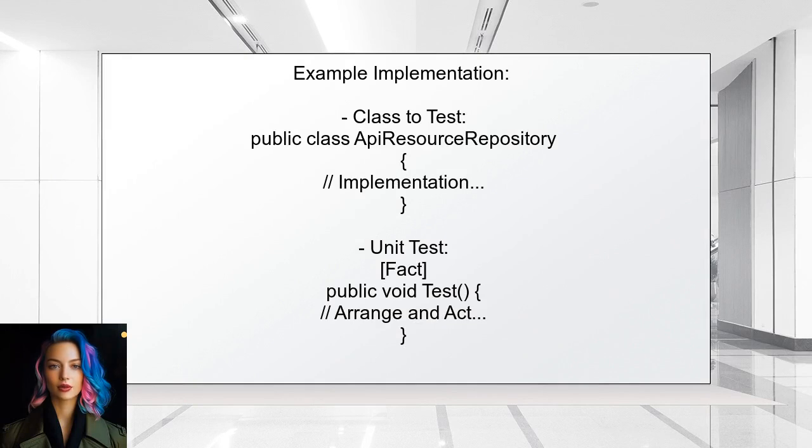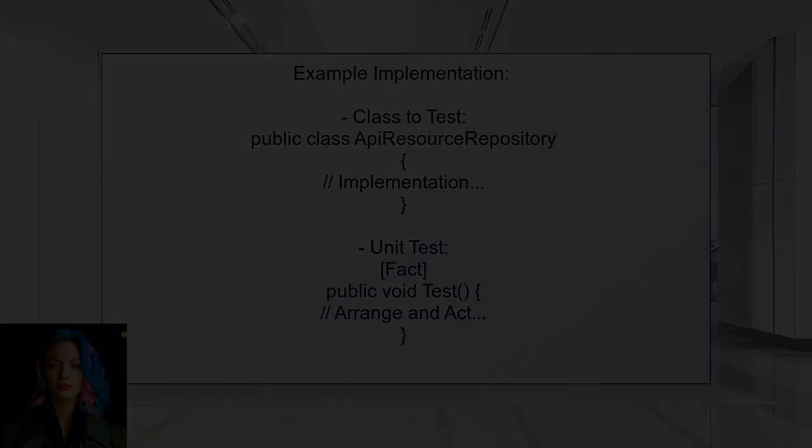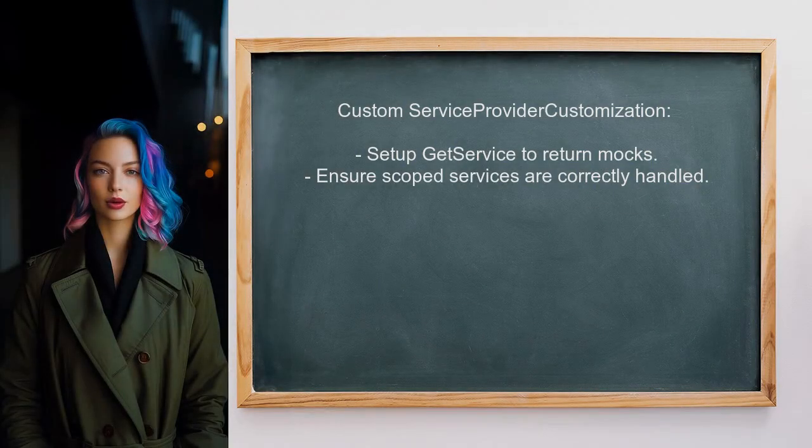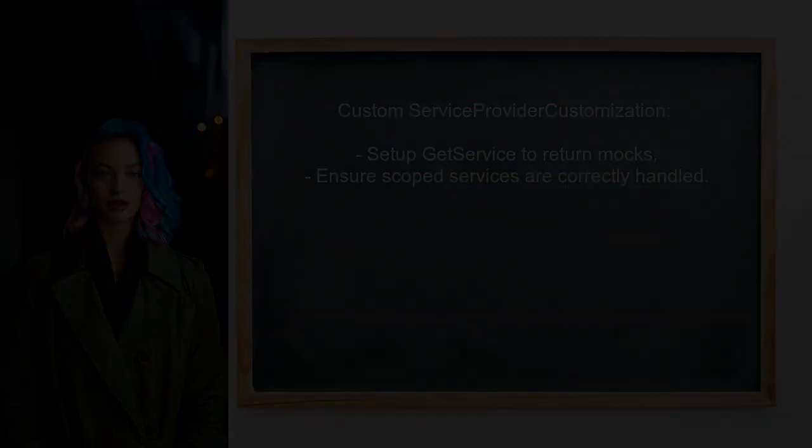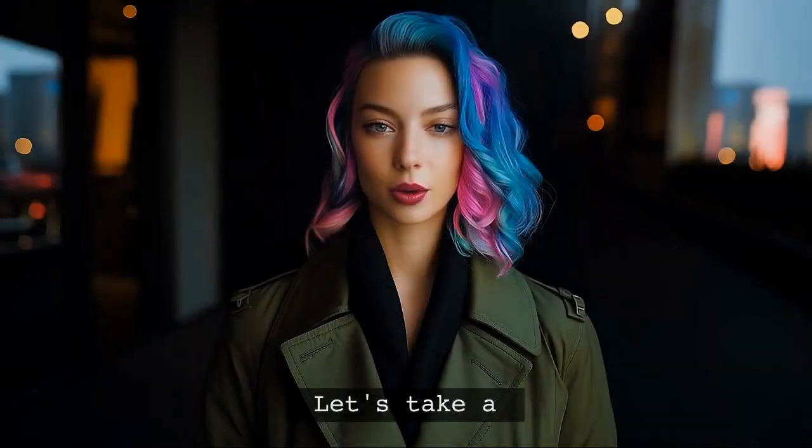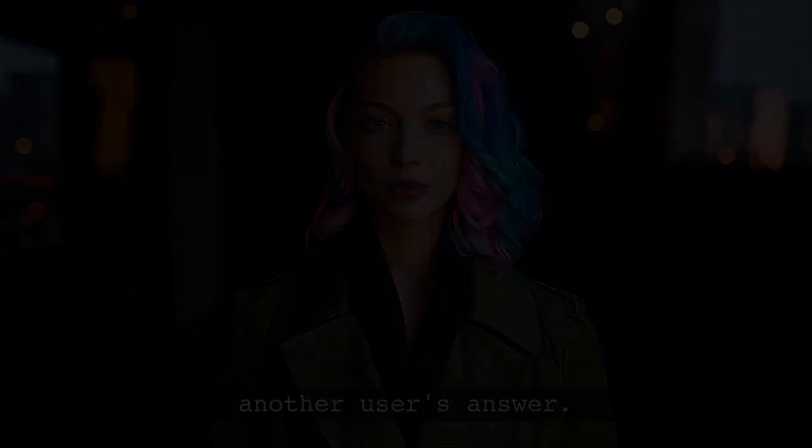The unit test is set up using a fixture that customizes the service provider and mocks the IPersonRepository to return a specific person when queried. Additionally, they define a custom service provider customization class to handle the setup of the service provider and service scope, ensuring that the mocks are injected correctly. Let's take a moment to review another user's answer.